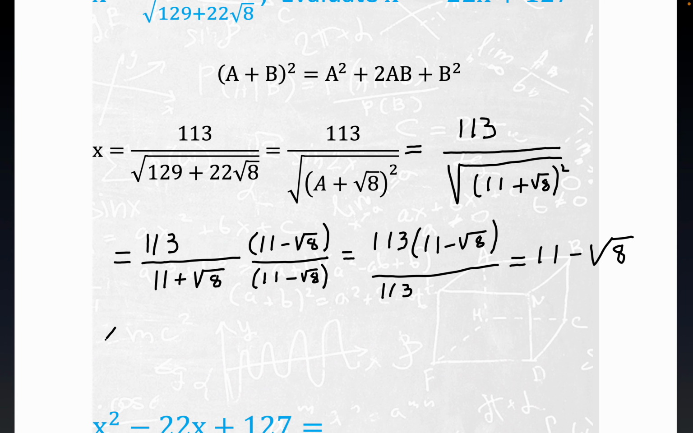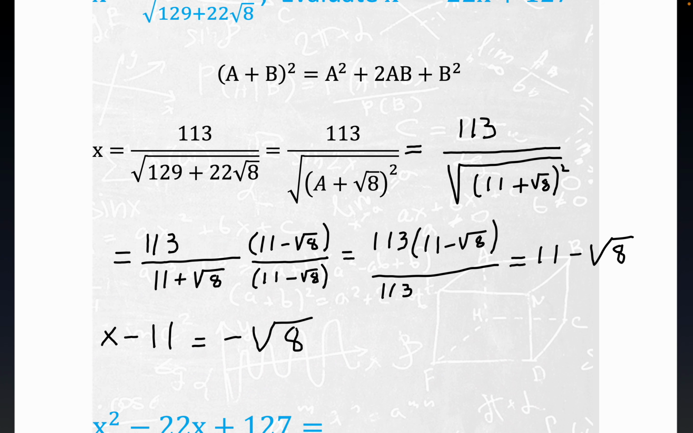Well, I've seen these kinds of problems before. But if you subtract 11 from x, that's the same as subtracting 11 from this object, which equals a minus root 8.